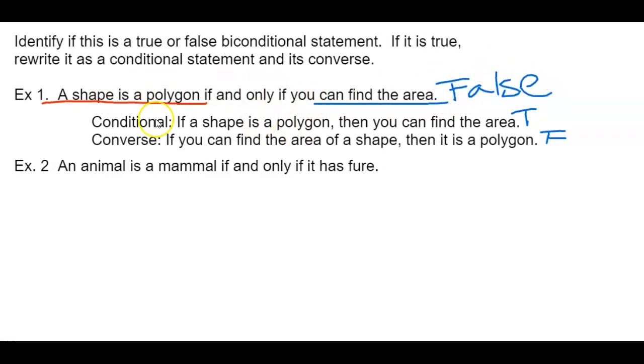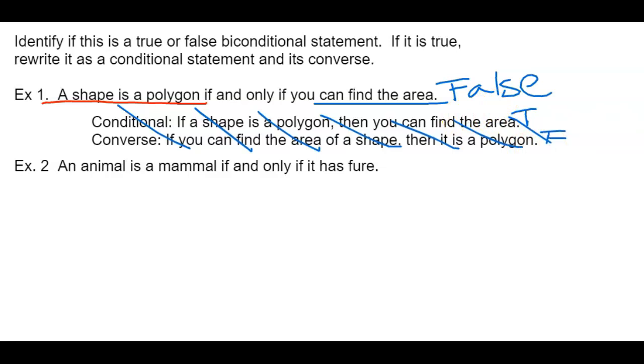So we can't split it into its two separate statements. Even though we had to think about them, that doesn't answer the question. Since it's false and both statements aren't both true, we just answer with this is false.